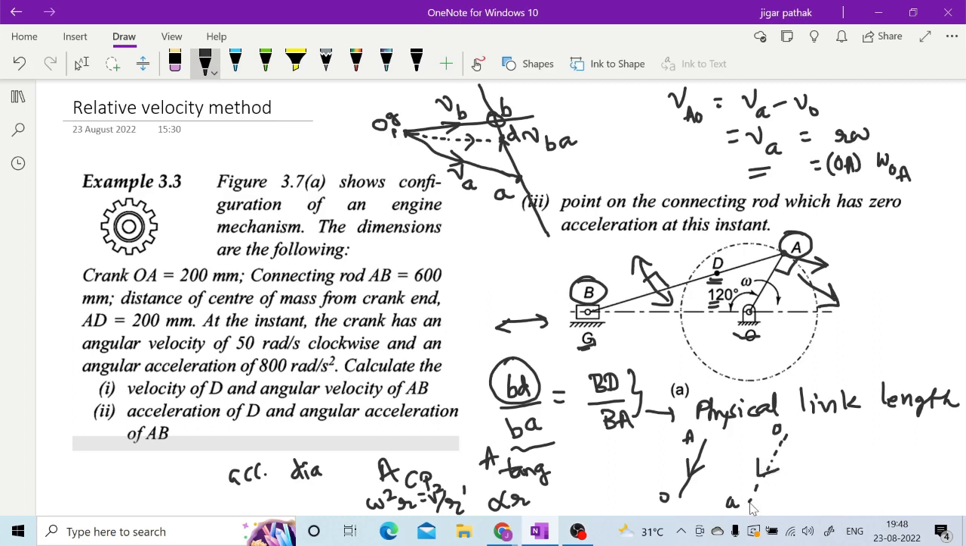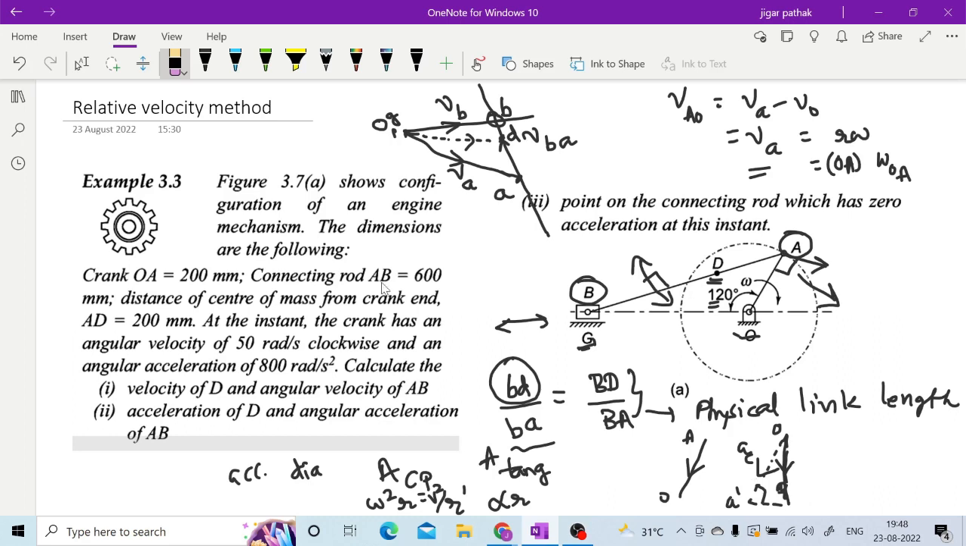And tangential will be perpendicular to this centripetal acceleration, right? AC and AT. Once you have both these components, then you can have the final acceleration of A with respect to O, right?